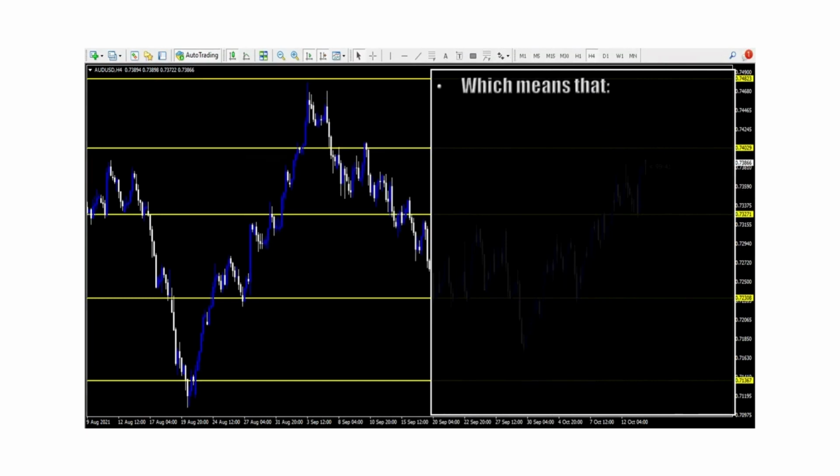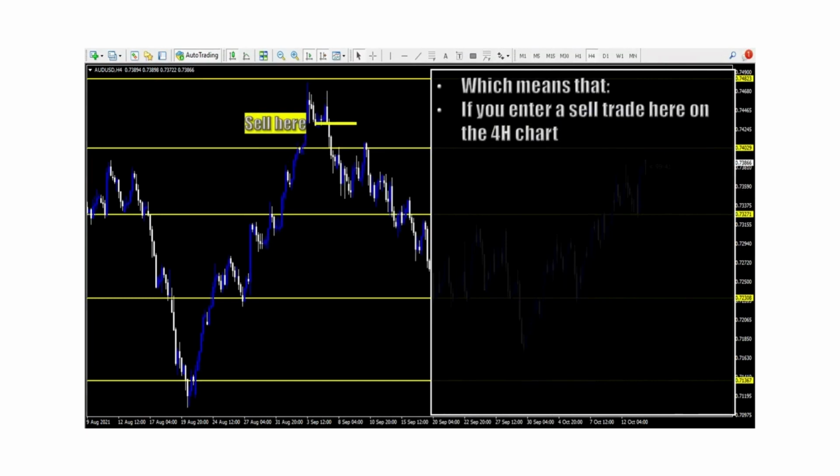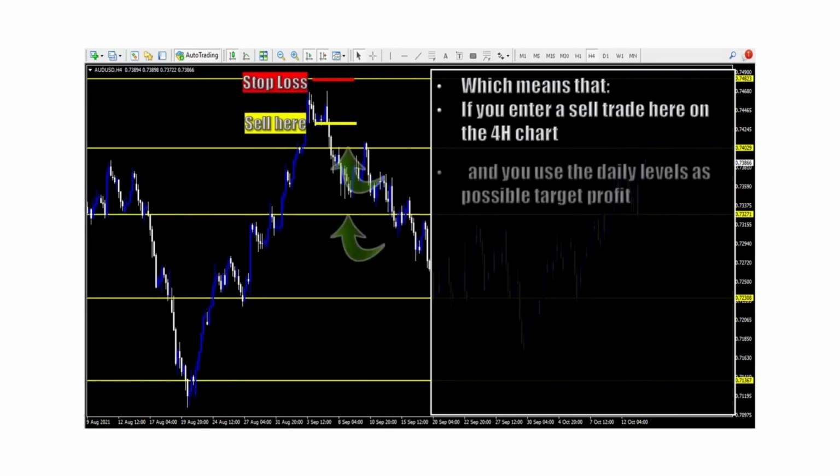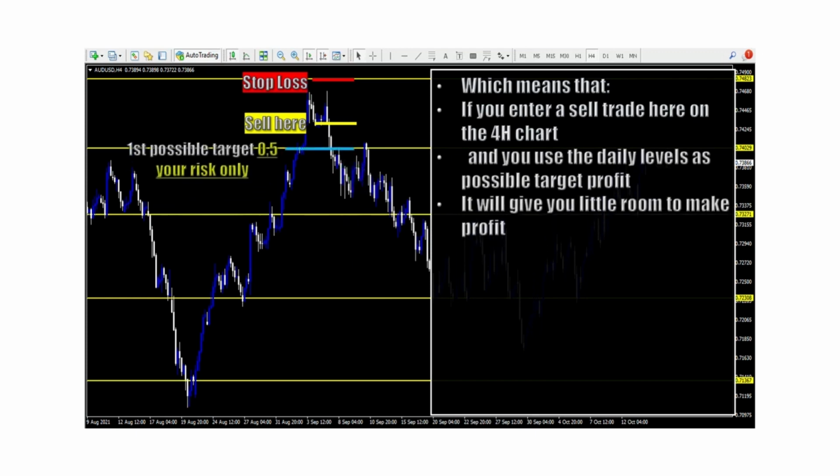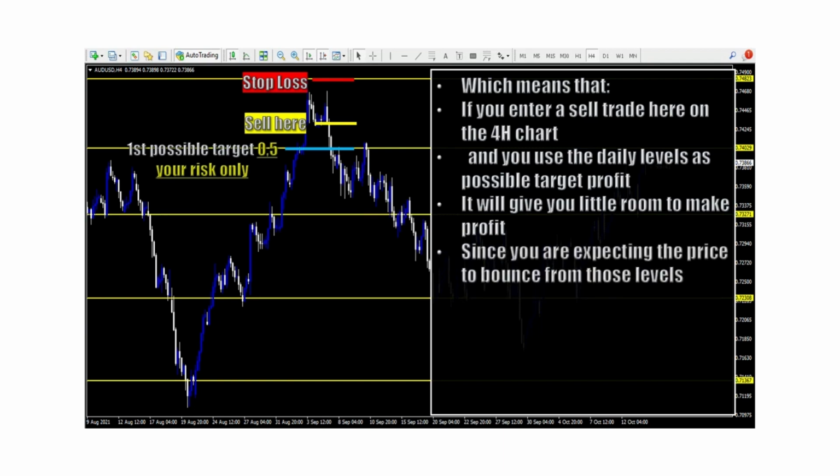This means that if you enter a sell trade here on the 4-hour chart with your stop loss here, and you use the daily levels as possible target profit, you will get your first possible target at only 0.5 times your risk, and the second will be only 1.5 times your risk.